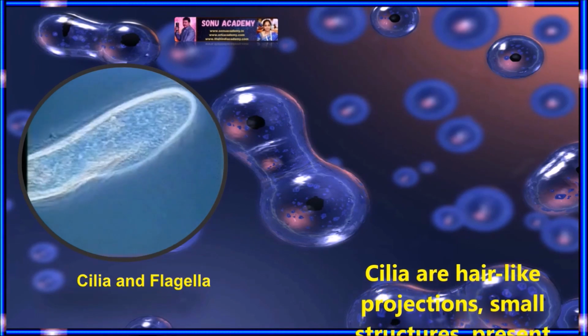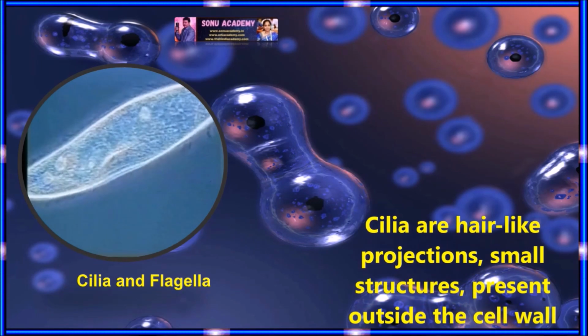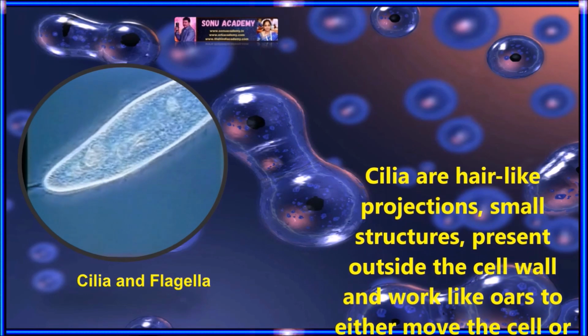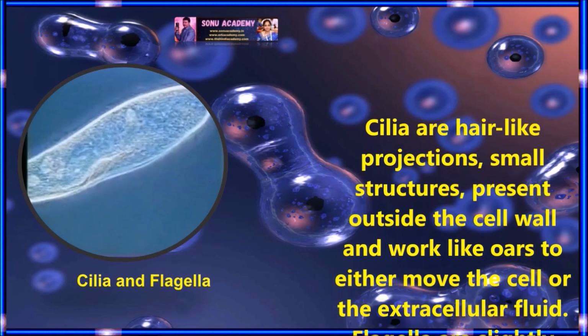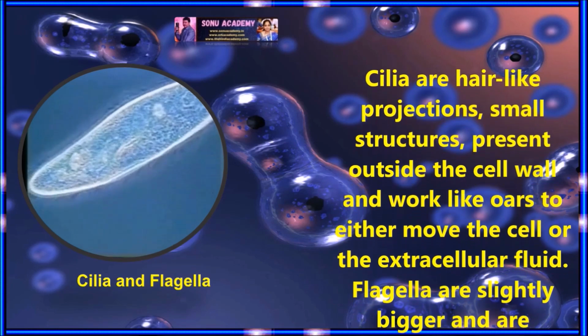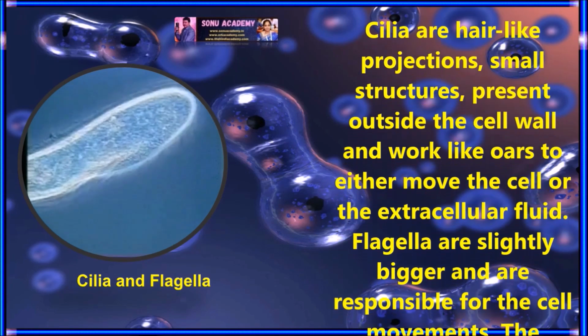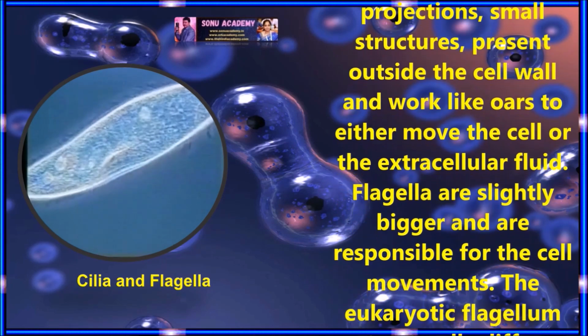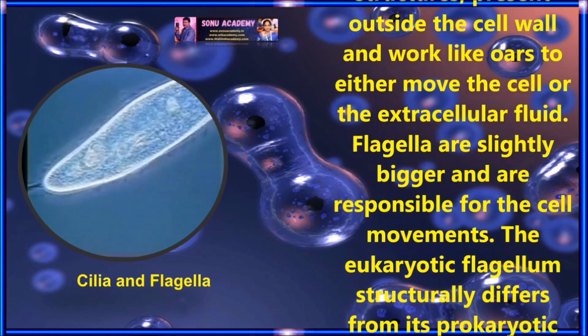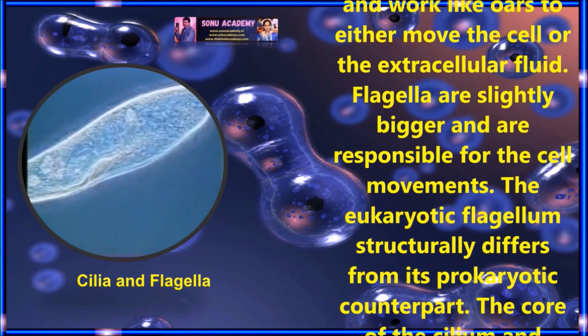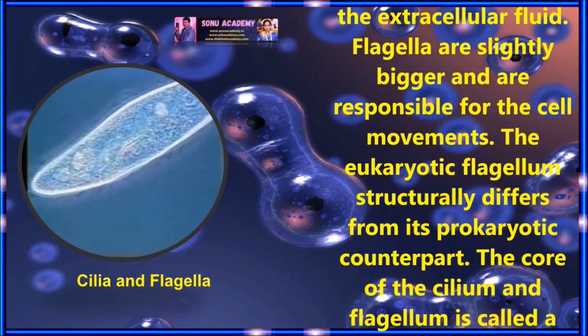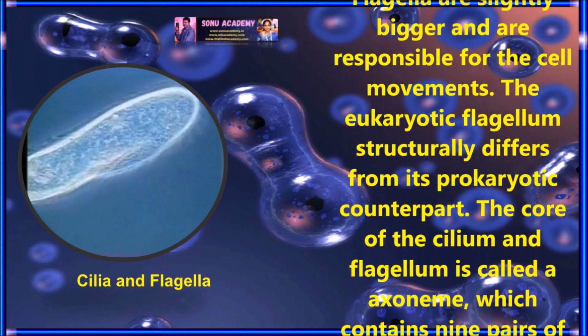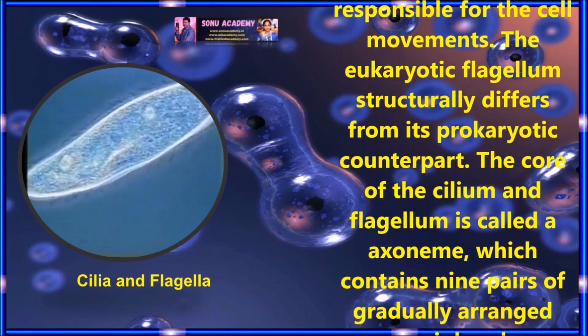Cilia and flagella. Cilia are hair-like projections, small structures present outside the cell wall, and work like oars to either move the cell or the extracellular fluid. The flagella are slightly bigger and are responsible for cell movement. The eukaryotic flagellum structurally differs from its prokaryotic counterpart.